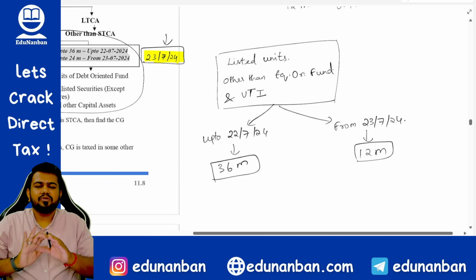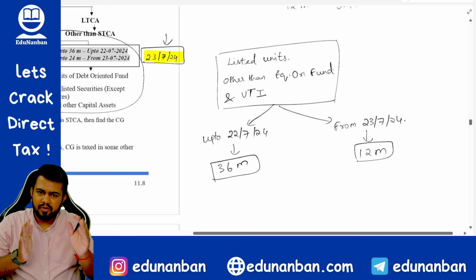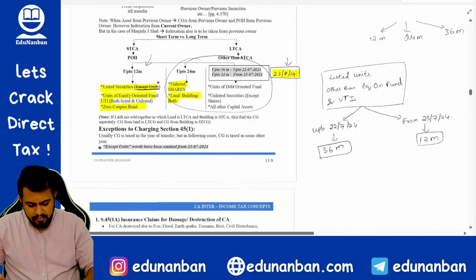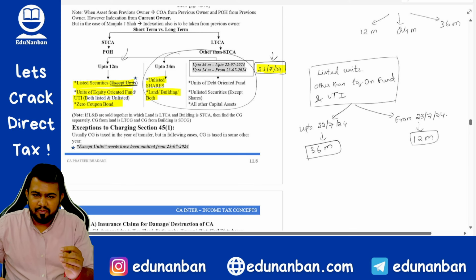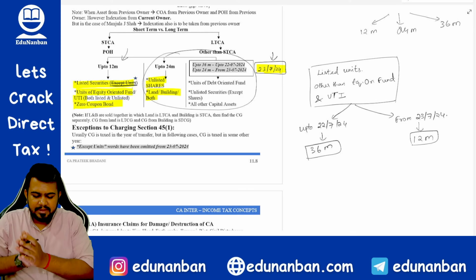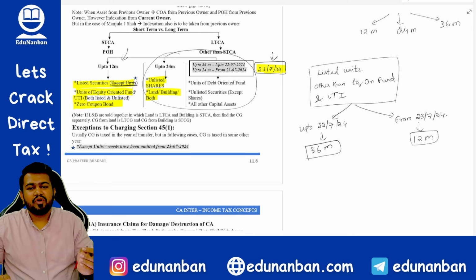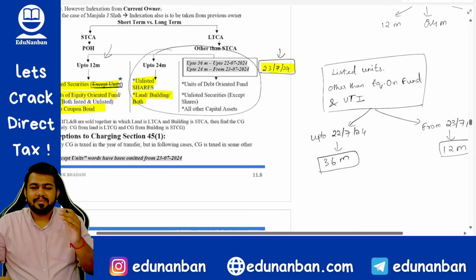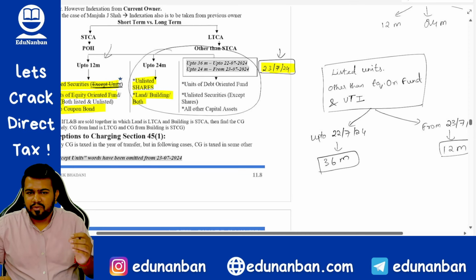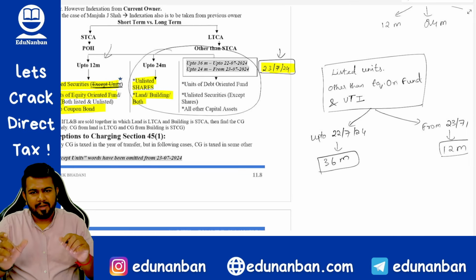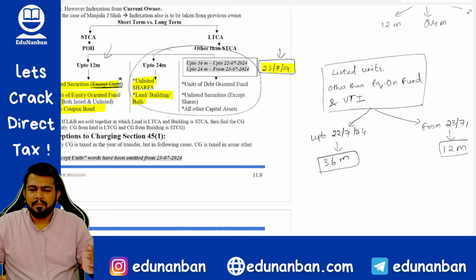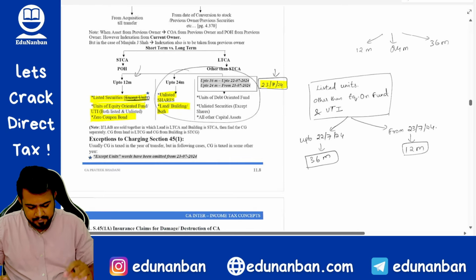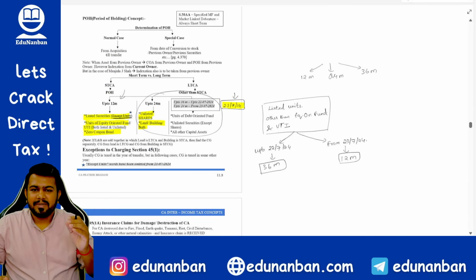Now there is no 36-month category at all. There is only 12 or 24. If the transfer takes place before 23/7/2024, there are 3 categories: up to 12 months, up to 24 months, up to 36 months, which you have already studied. But if the transfer takes place on or after 23/7/2024, then there are only 2 categories: the 12-month category and the 24-month category. More than 12 months will be long term in the 12-month category. More than 24 months will be long term in the 24-month category. So long term, short term, it is a major change.